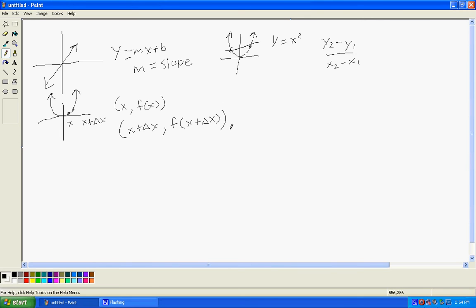And so what we want to do is we want to set them up as in our equation, right? Just like before, f of x plus delta x, right? That's our y2, minus f of x over x plus delta x minus x, alright? So these cancel out. We're just going to be left with delta x on the bottom. Now, we want to find the exact slope.